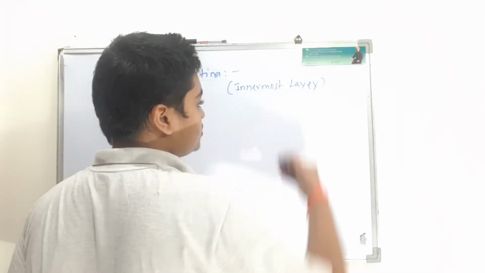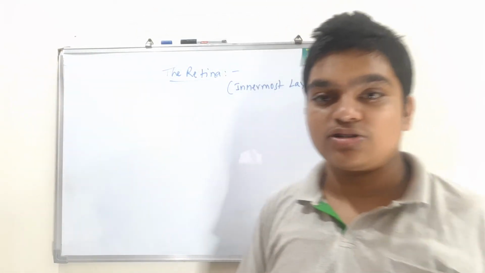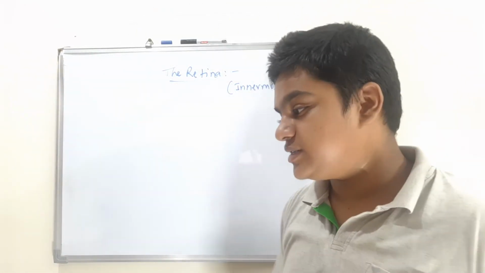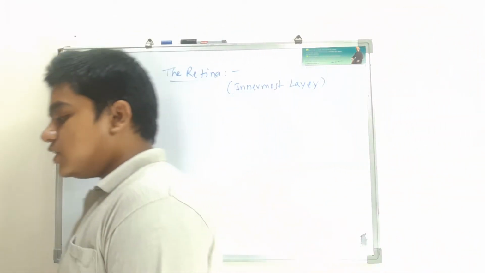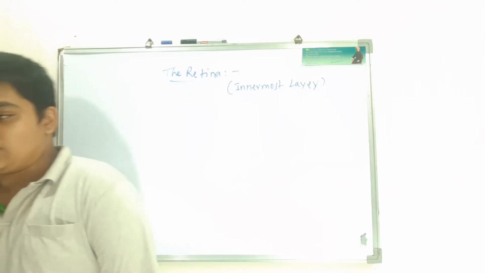Retina is your innermost layer of the eye, innermost layer of the eyeball. You can say we have seen it. Now this retina contains 3 layers of neural cells.